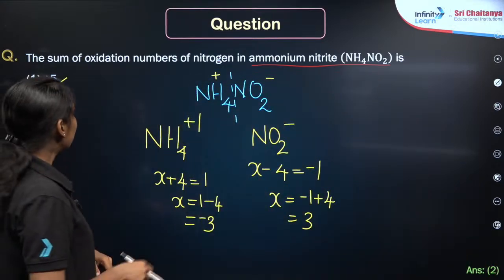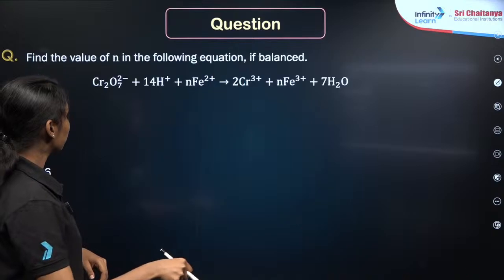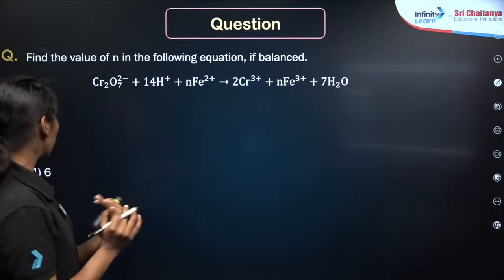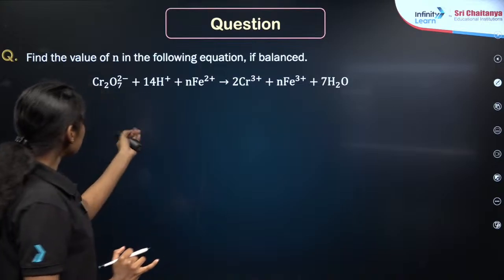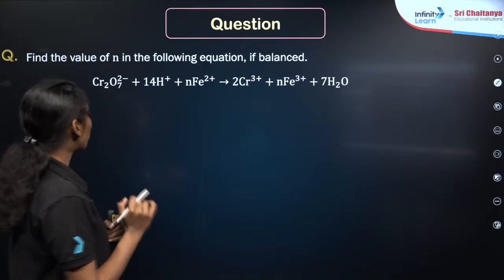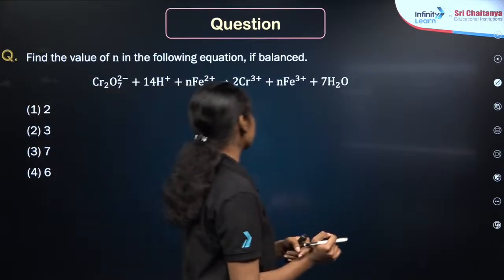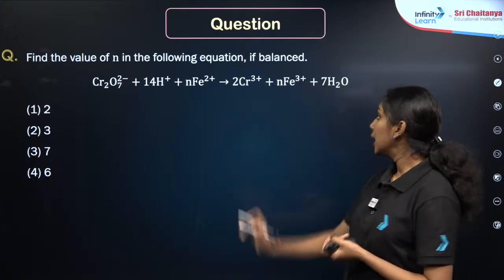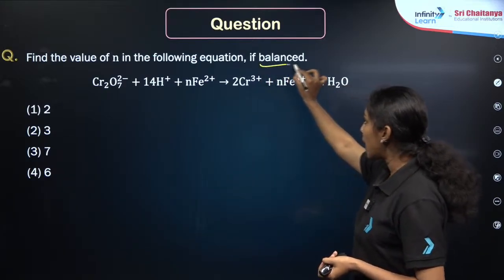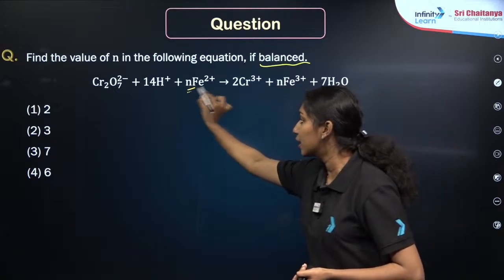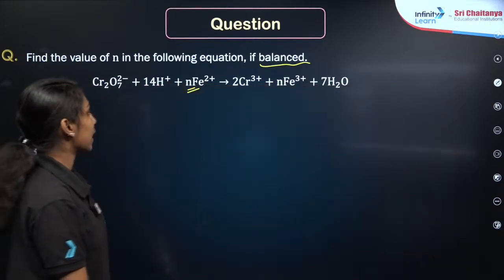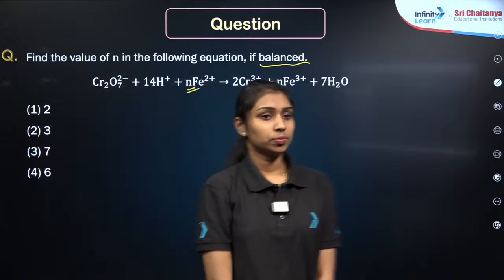Okay, fine. Now here is the next question. Again, to find out the value of n, and the question is that Cr2O7 2 minus plus 14H plus plus nFe2 plus gives 2Cr3 plus plus nFe3 plus plus 7H2O. And it's already given that the equation is balanced. You have to find out the value of n here. What will be the coefficient of Fe2 plus and Fe3 plus here? That is the question.